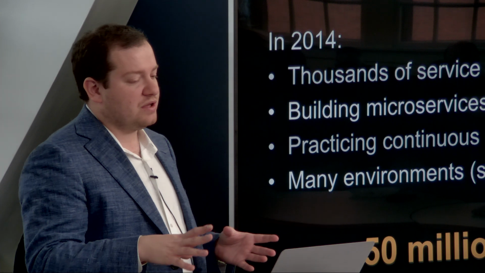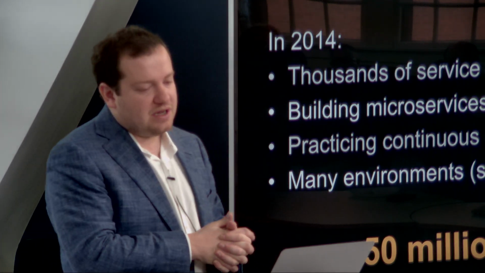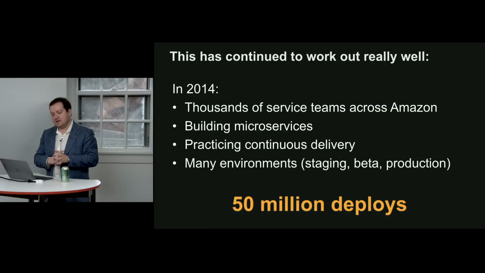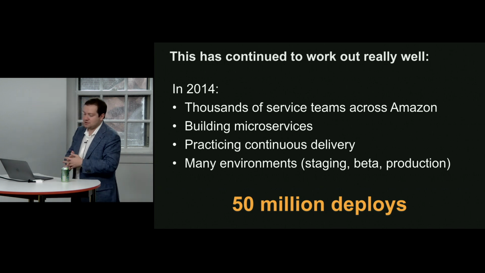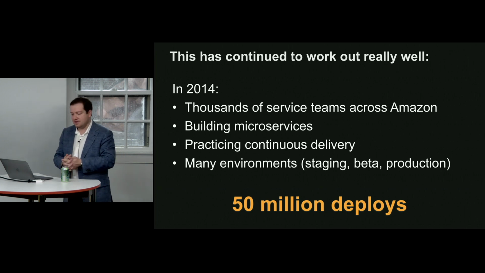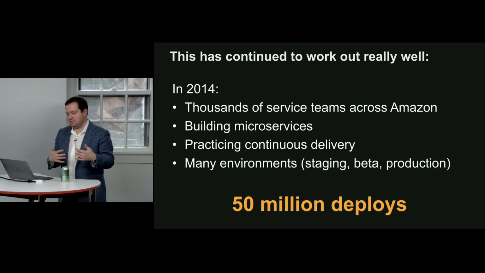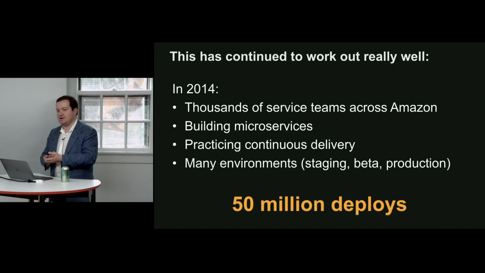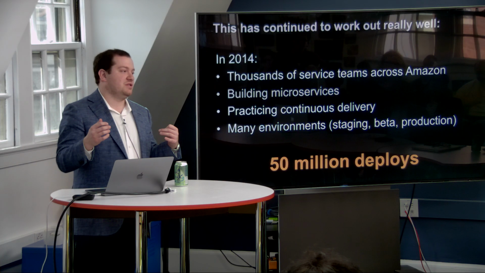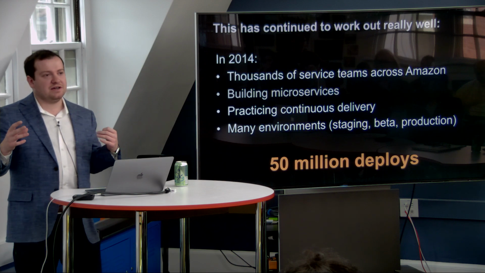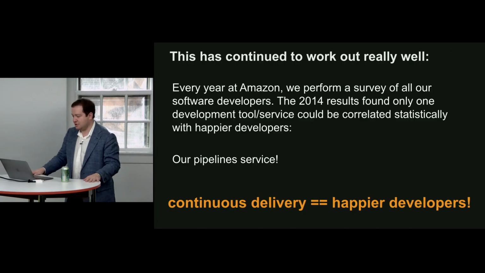So this continued to work really well. And by 2014, we had thousands of service teams across Amazon. They were building microservices. They were practicing continuous delivery. We'll talk about what that is in a second. And there's many environments. So they're deploying to staging environments, beta environments, production environments. In that year alone, in 2014, across the company, we did 50 million deploys. I forgot what the exact statistic is, but I think it's around 1.5 deploys a second. And this is from 2014, so I'm sure if we looked at the current metric, it would be even bigger than that.